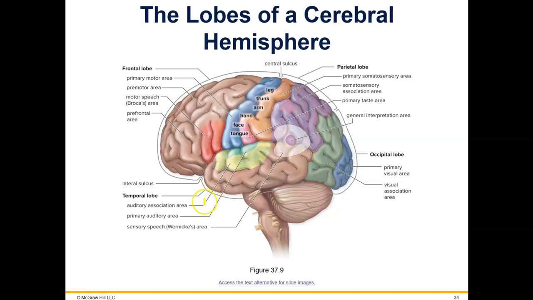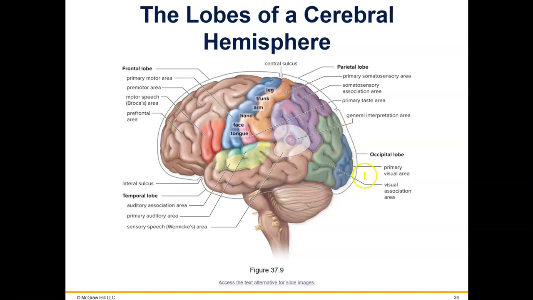Then in the temporal lobe, you have the auditory area. A lot of this is to do with hearing and speech. Wernicke's area, sensory speech. It's near the general interpretation area. I'm sorry, Wernicke's area, which is the sensory speech area.